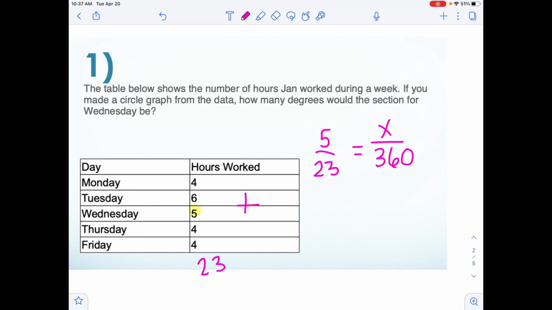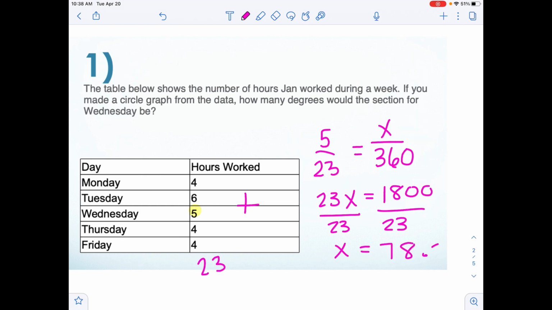Then I'm going to cross multiply to solve. So 23x equals 5 times 360, 1,800. Divide both sides by 23. And we get x equals 78, we'll just round to 26 degrees.